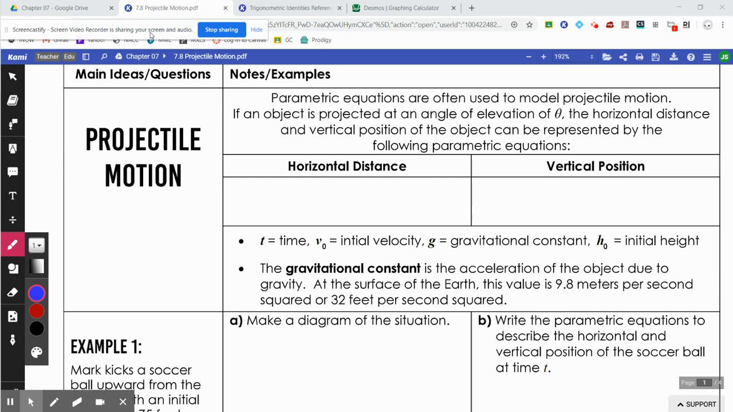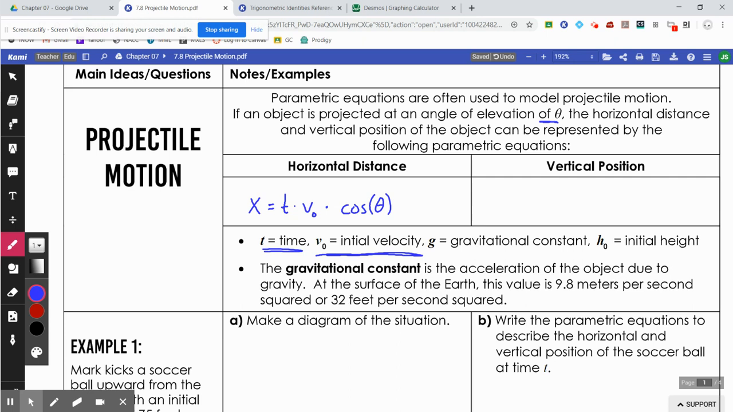Parametric equations are used to model this if an object is projected at an angle of elevation of theta. So it's launched at an angle of theta. The horizontal distance and the vertical position of the object can be represented by the following parametric equations. The horizontal distance is represented by x equals t times v sub 0 times cosine of theta, where t stands for time, and v sub 0 is your initial velocity or your initial speed. Anytime you see that subscript of 0, that's usually a starting velocity. And theta, we've already said, is your angle of elevation, of launch.